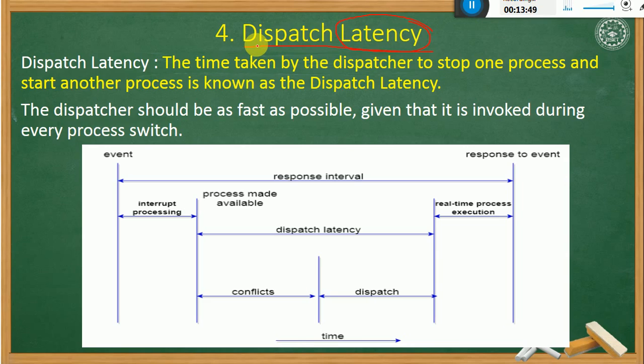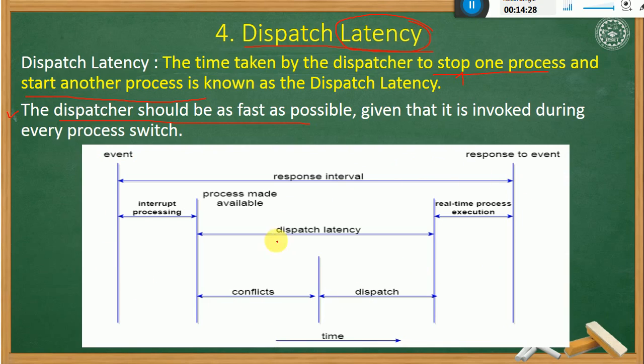So what is the role of the dispatcher? The dispatcher has the overall control to shift from one running process and start a new process. Its duty is to stop one process and start another. The time gap between stopping one process and starting another is known as dispatcher latency. To have a good operating system, dispatcher latency must be minimum so that your processing speed is high.